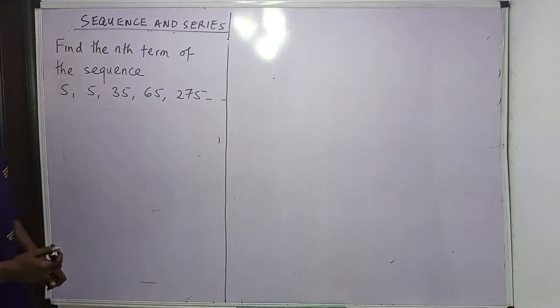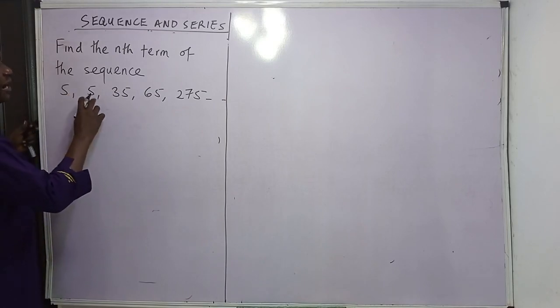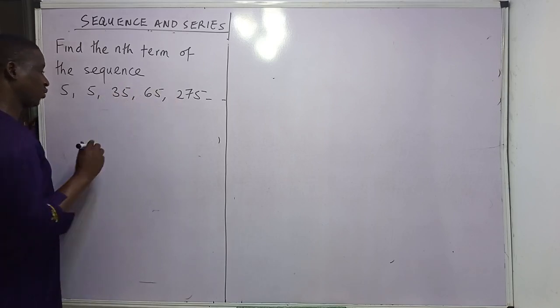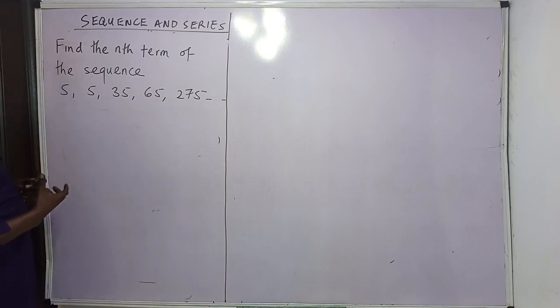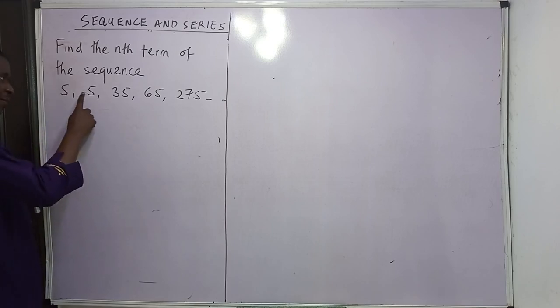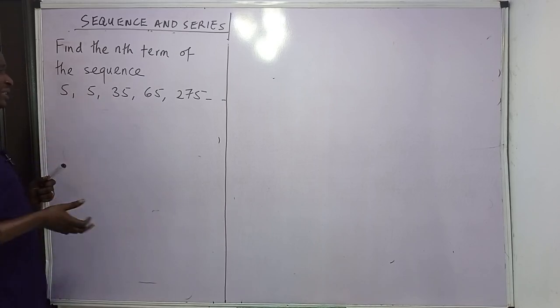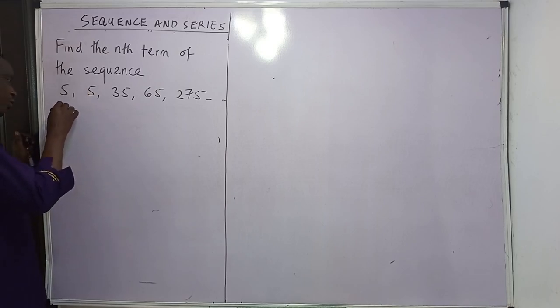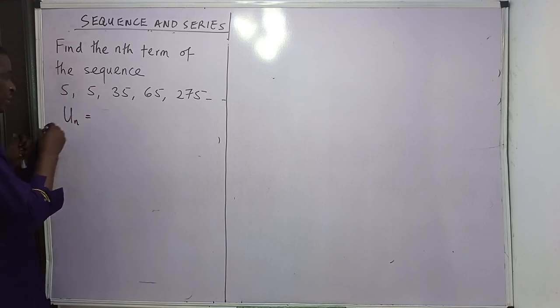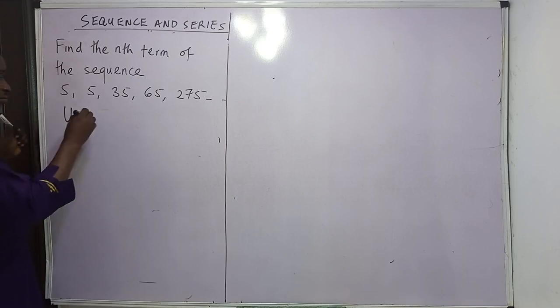Want to find the nth term of the sequence 5, 5, 35, 65, and 275. This one is not too regular like that. It's not regular because we cannot have 5 as first term, 5 as second term, and then 35. What we are going to do here, when you see a question like this, especially when two terms are the same, is to use this formula with the trial and error method.